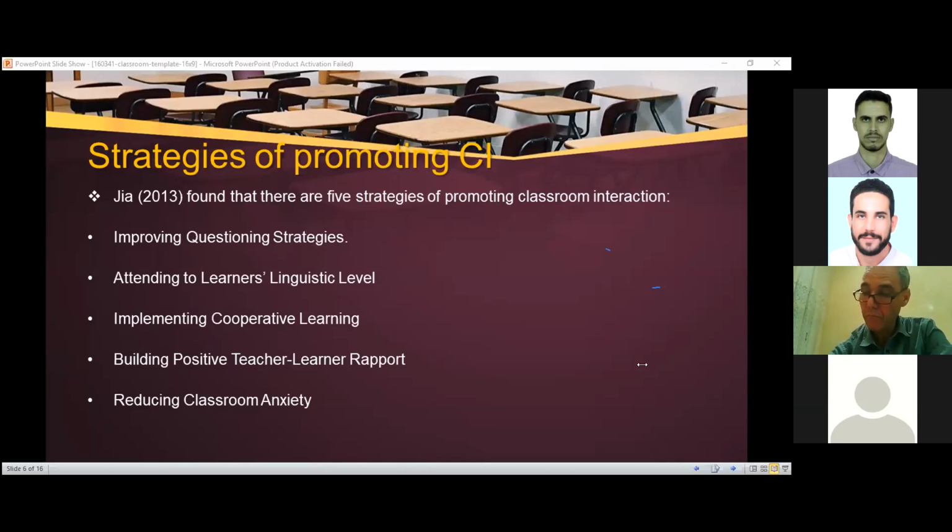Building positive teacher-learner rapport. Mutual respect between teacher and learners is an essential part of education. The dynamic qualities of classroom learning need responsibility from both the teacher and the learner. The last strategy is reducing classroom anxiety, which means that the teacher helps the learners to boost their self-esteem and self-confidence and creates a comfortable and non-threatening environment.